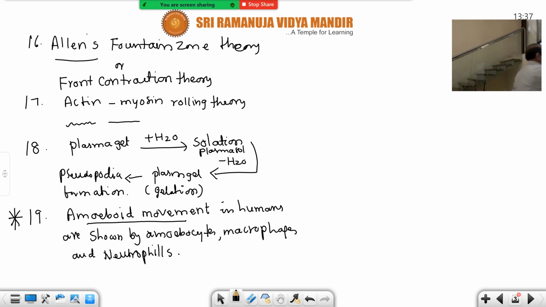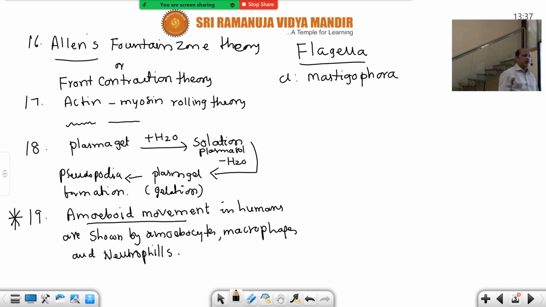Then let us come to the structure of flagellum. Flagella are the locomotor organs of class Mastigophora. Mastigo means whip, phora means bearing. Hence the name Mastigophora, whip-bearing structures. Long whip-like structures are flagella, as we have already mentioned. Mastigo refers to flagella, whip-like structures.